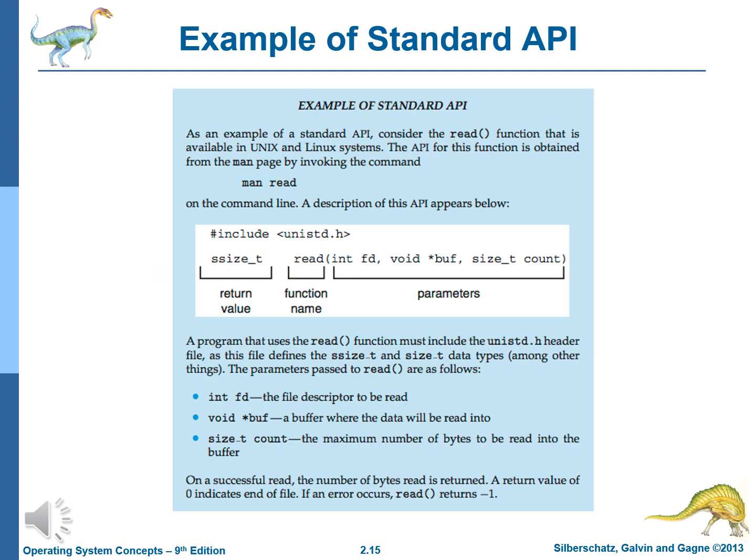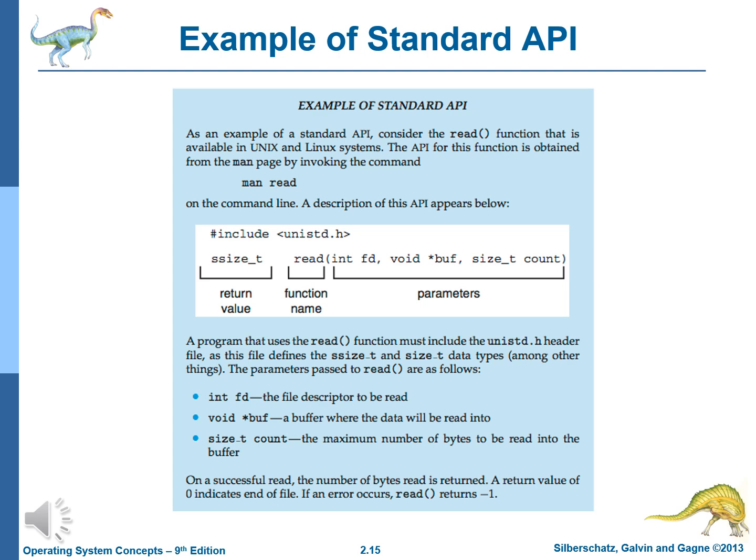Example of standard API. As an example of a standard API, consider the read function that is available in Unix and Linux systems. The API for this function is obtained from the man page by invoking the command man space read on the command line. A description of the API is #include <unistd.h>, ssize_t read(int fd, void *buf, size_t count).